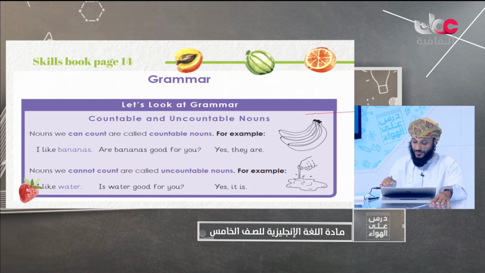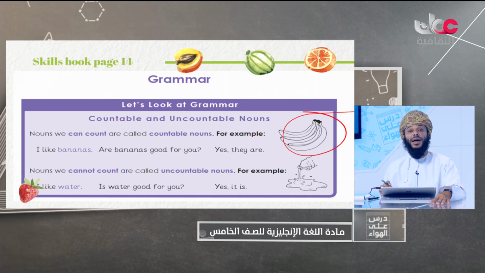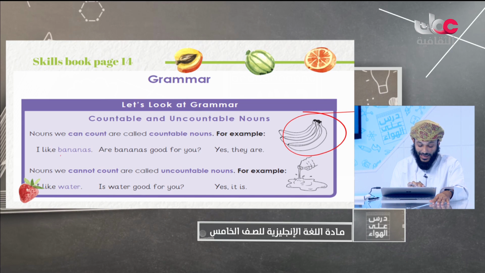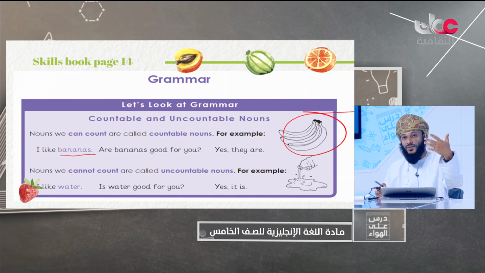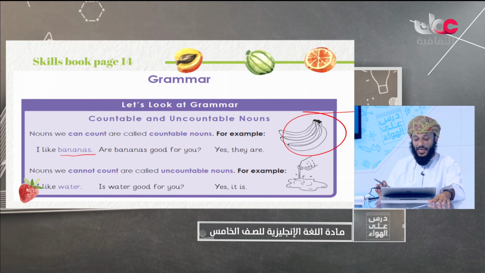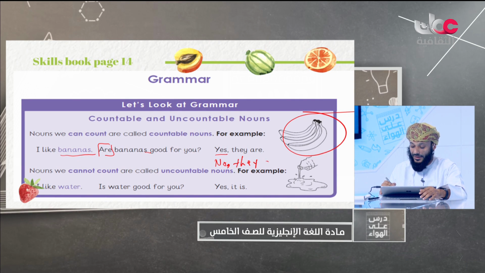For example, I like bananas. If it's only one, it's a banana. If we have more than one banana, we have to say bananas. Are bananas good for you? Are, like we said. Yes, they are. Or no, then a comma, they aren't.